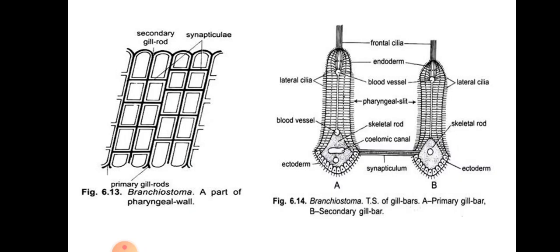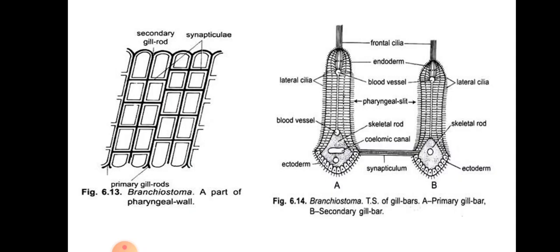So the shorter cilia, which are seen on the lateral sides, are called lateral cilia, and the ones towards the front side, which are a little longer, are called frontal cilia.